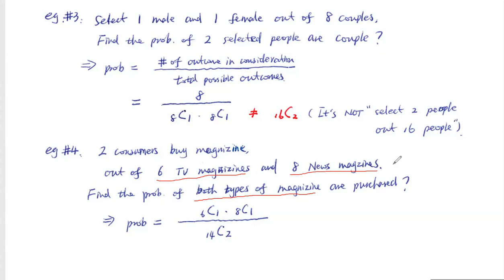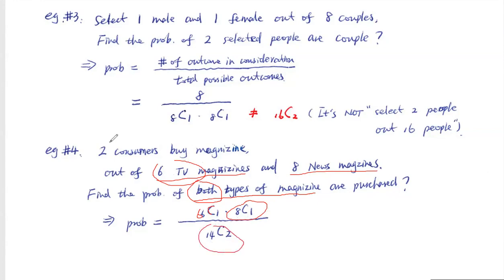Is it right? Because both magazines got purchased, right? After we analyze the question, we know what it is asking. So in other words, both types of magazine got purchased. In other words, 1 consumer buys each one, right? So first, the consumer buys 1 out of the 6 TV magazines. How many choices they have is C, 1 out of 6, right? The other consumer tries to buy 1 out of 8. That's how many, right?